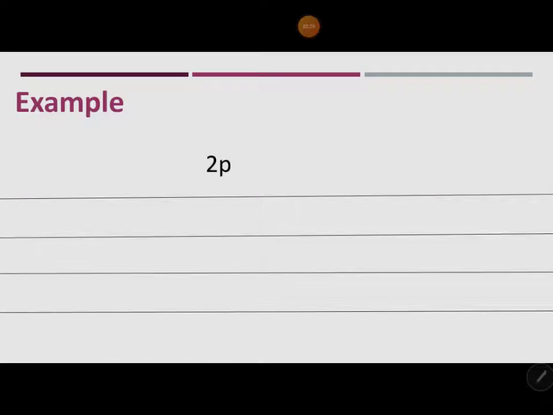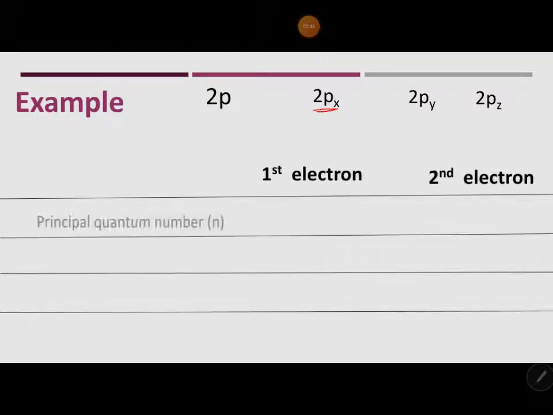Take another example. This is 2p subshell. In p subshell there are three orbitals px, py and pz. Suppose there are two electrons present in 2px orbital. We will compare their quantum numbers. First quantum number is principal quantum number n. Its value is equal to the number that is written before the name of the subshell, which is 2. So this is same for both the electrons because these two electrons belong to the shell number 2.